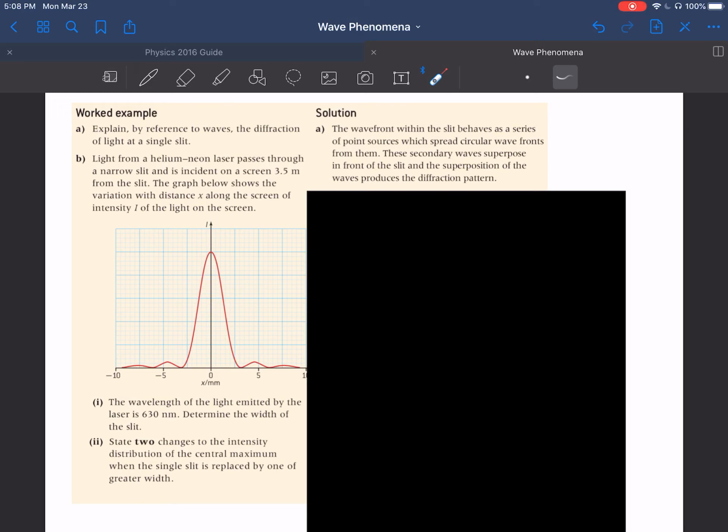Our second question asks, light from a helium neon laser passes through a narrow slit and is incident on a screen 3.5 meters from the slit. The graph below shows the variation with distance x along the screen of intensity I of the light on the screen. The wavelength of the light emitted by the laser is 630 nanometers. Determine the width of the slit.